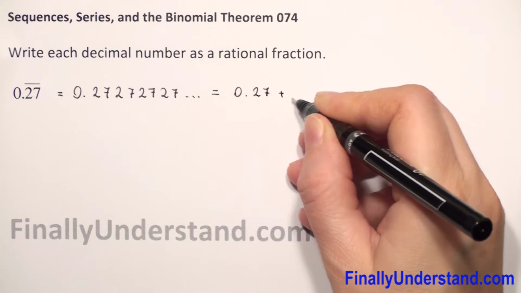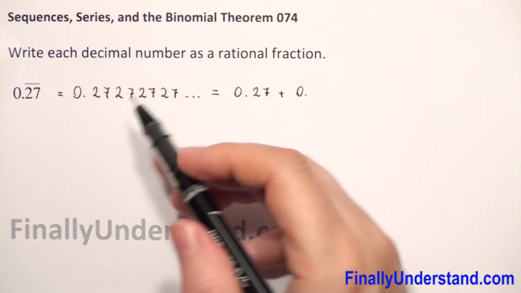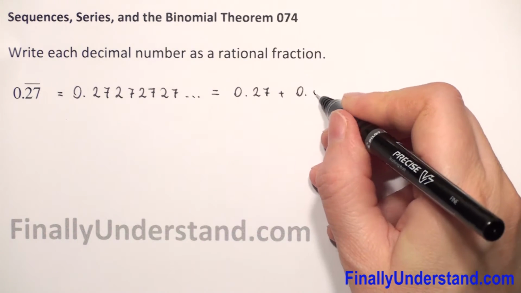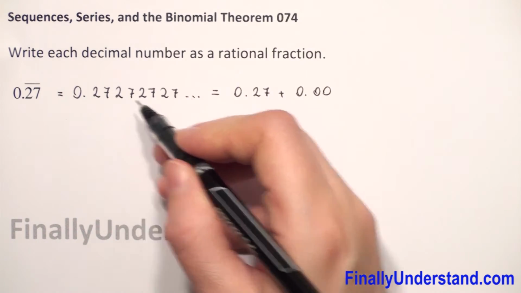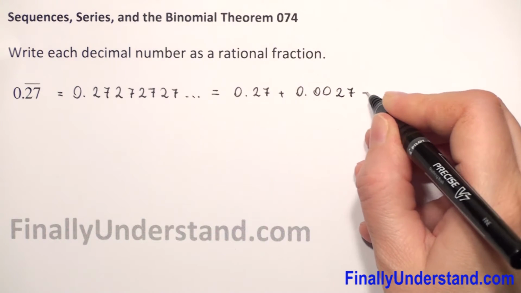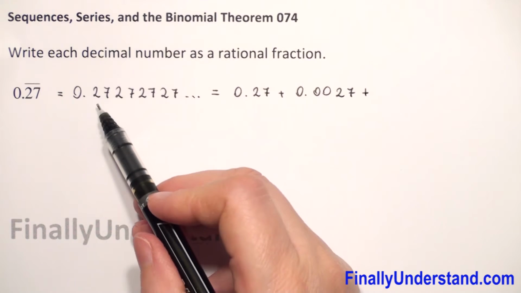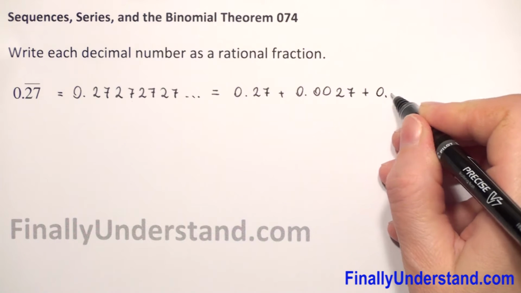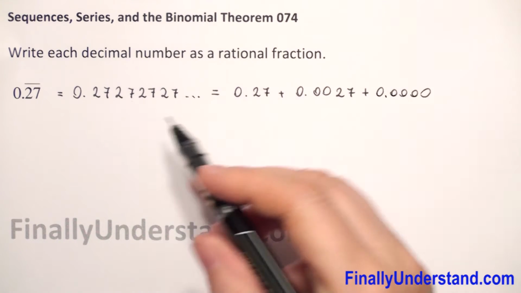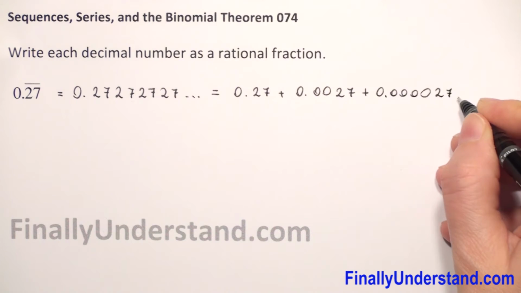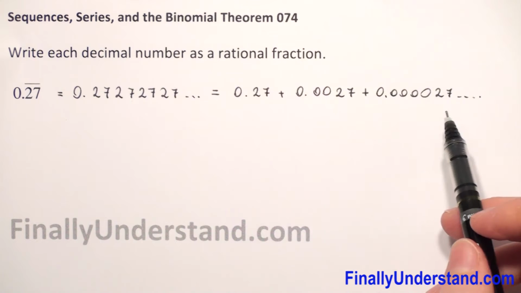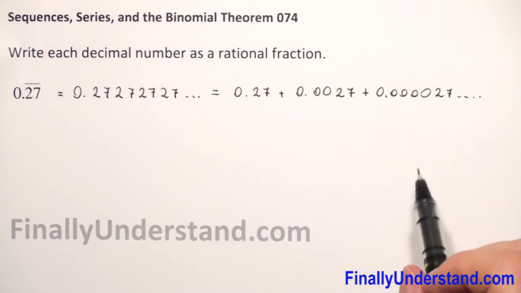What next? We can rewrite this as 0.27 plus 0.0027, where we substitute the first digits by zeros and take the next 27, plus, and again we have the first 4 digits as zeros, 1, 2, 3, 4 zeros, and then the next 27, and so on. We can rewrite this number to this form. It's still the same when we add this.